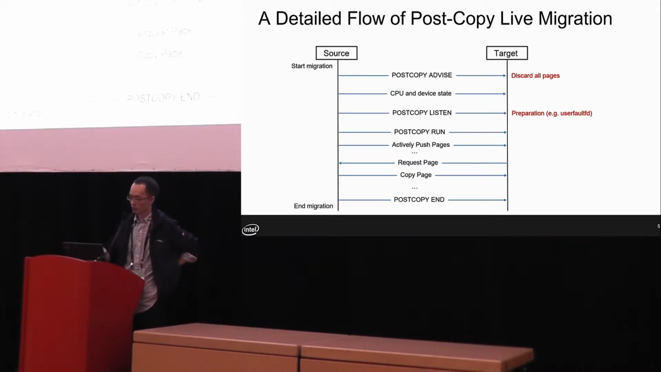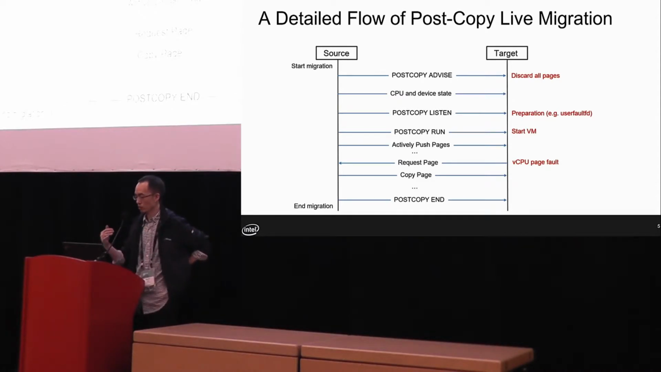When receiving the post-copy run, the VM is started. After that, just as I mentioned earlier, the source side actively pushes pages to the target. But in case any vCPU page fault happens, the target will also actively pull the page from the source side. After the process completes, after all the memory is copied to the target, the whole process ends.